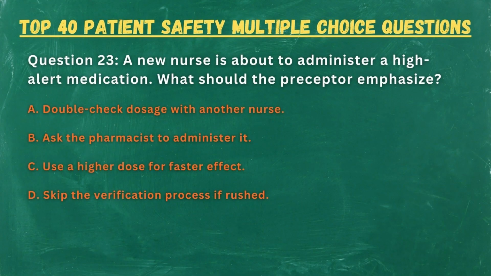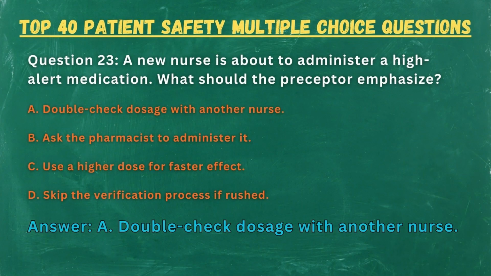Question 23. A new nurse is about to administer a high alert medication. What should the preceptor emphasize? A. Double-check dosage with another nurse. B. Ask the pharmacist to administer it. C. Use a higher dose for faster effect. D. Skip the verification process if rushed. Answer: A. Double-check dosage with another nurse.